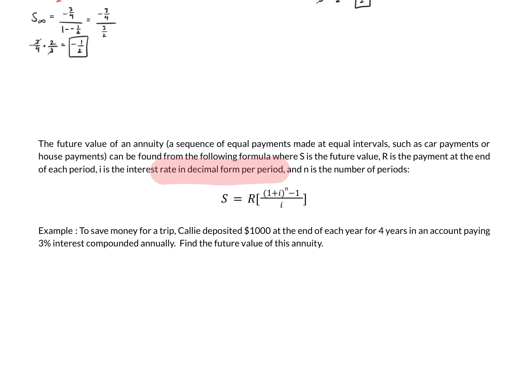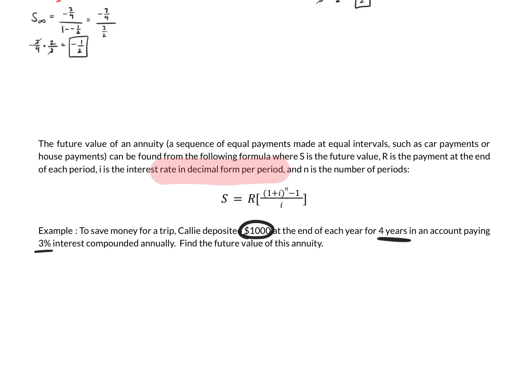So we're given some information here in this example. It says to save money for a trip, Callie is depositing $1,000 at the end of each year for 4 years in an account that's paying 3% interest annually. So find the future value of this annuity.